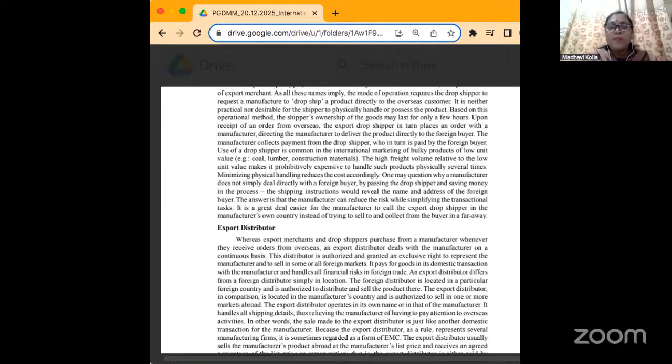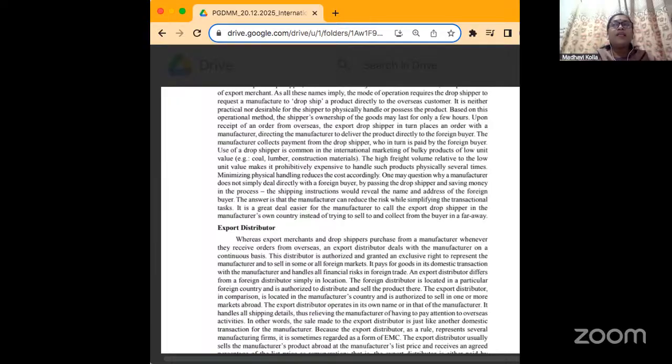So the export drop shipper places an order with the manufacturer, and they direct the manufacturer to deliver the goods directly to the foreign buyer. So drop shipping is very common in international marketing, particularly in products which are bulky, or low unit volume, that is coal, lumber, construction materials. So they have a huge space or volume that is to be considered.